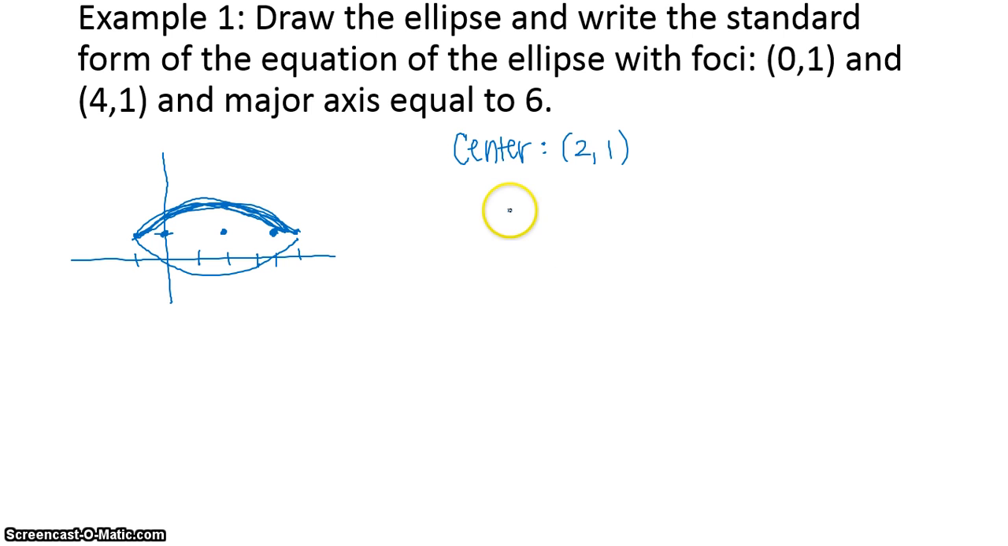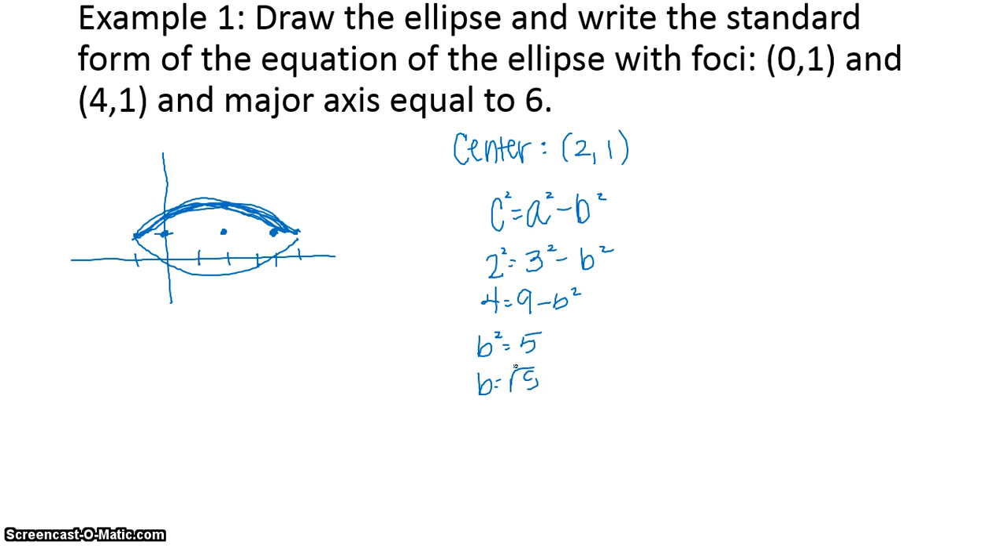So if you remember, c squared for ellipses equals a squared minus b squared. So c is the distance from the center to the foci, which would be 2. A is just half of my major axis, so that would be 3. So I have 4 equals 9 minus b squared. So b squared equals 5. So b is equal to radical 5.